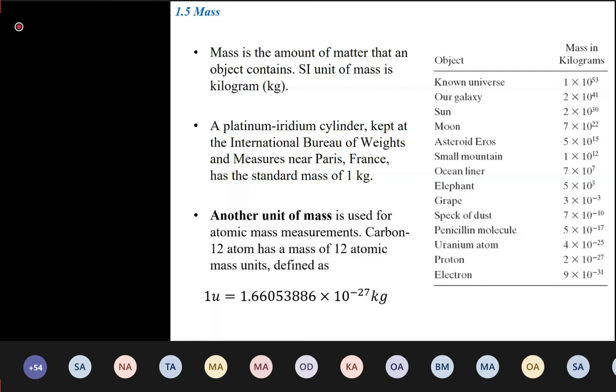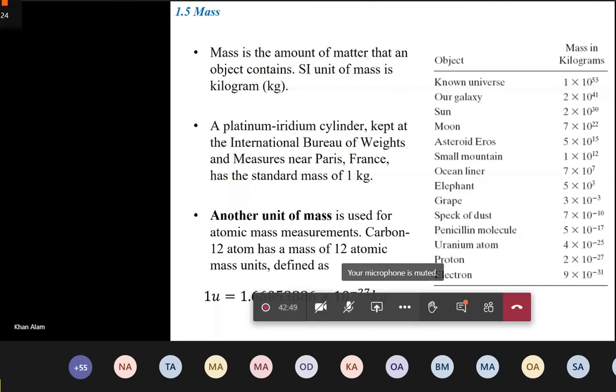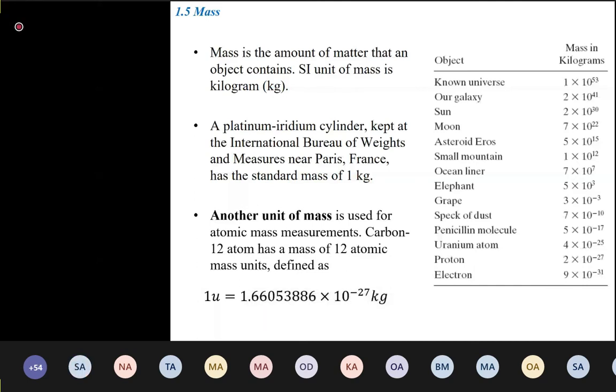Some of the things we can measure, like a grape or an elephant, we can put on a spring or any other available scale, and we can measure the most accurate mass without actually estimating it.